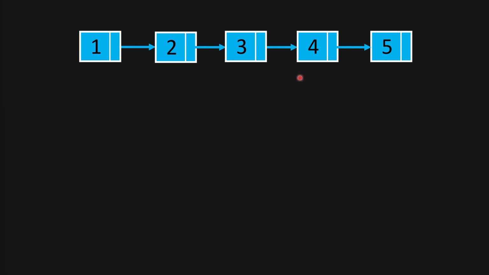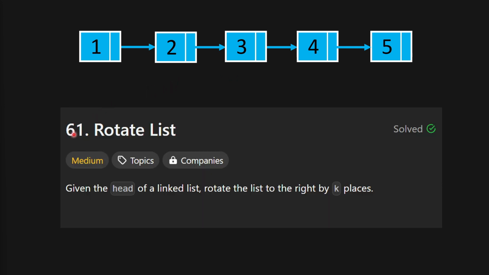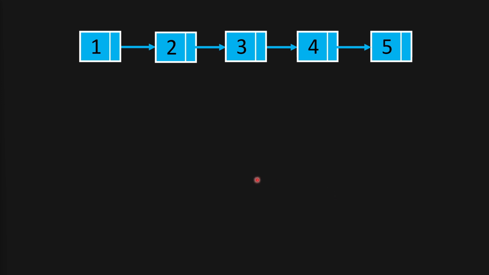In today's video, we gotta rotate this linked list that we have here. Why? Because that's what LeetCode 61 Rotate List is asking us to do. As you can see, it says we're given the head of a linked list, and we gotta rotate the list to the right by k places. So this is going to be our linked list and this is going to be our k.